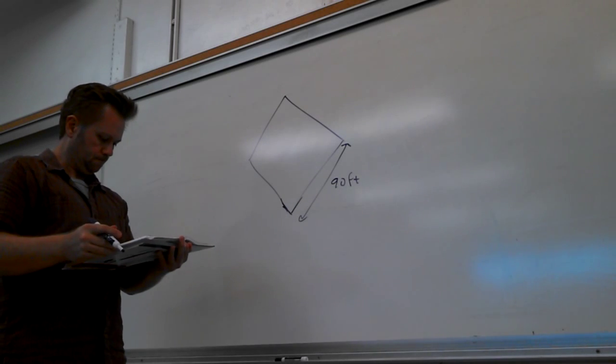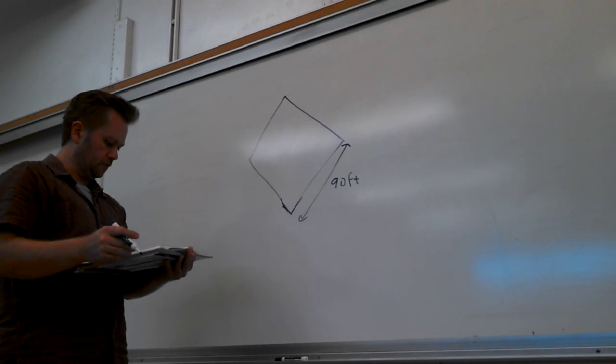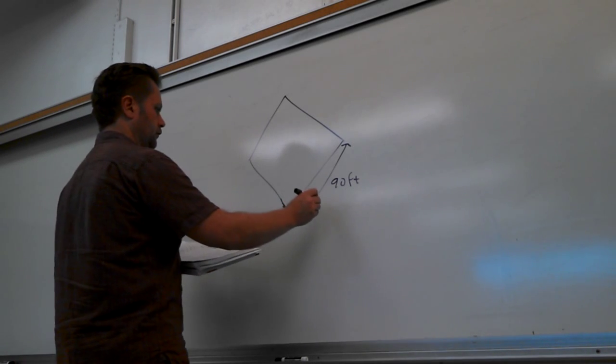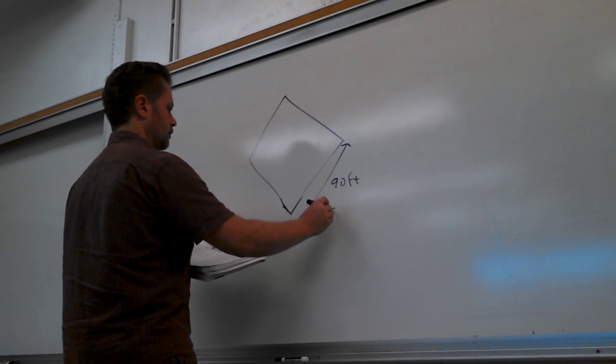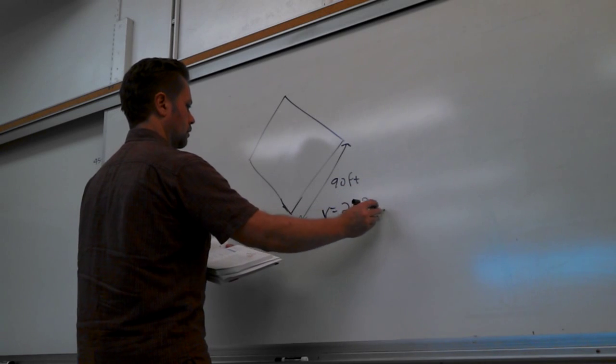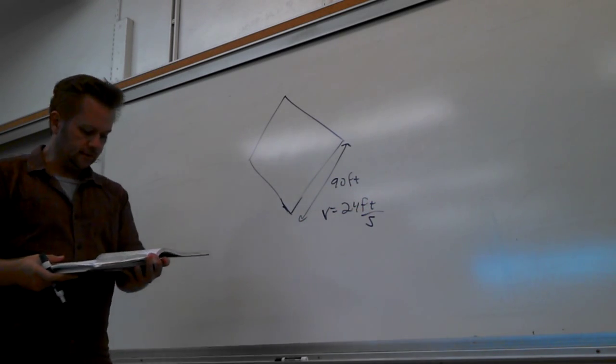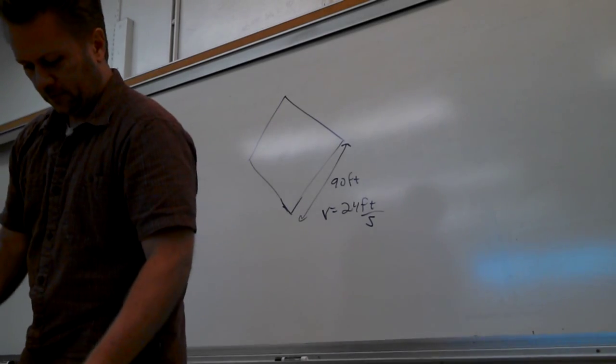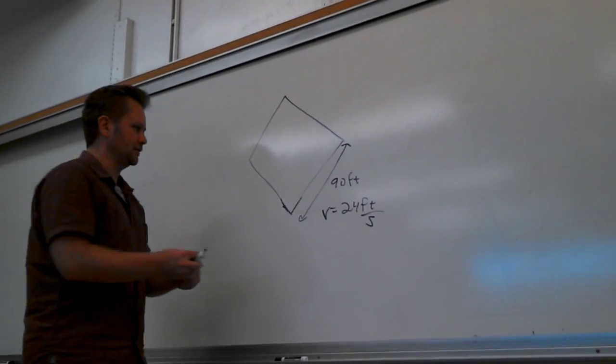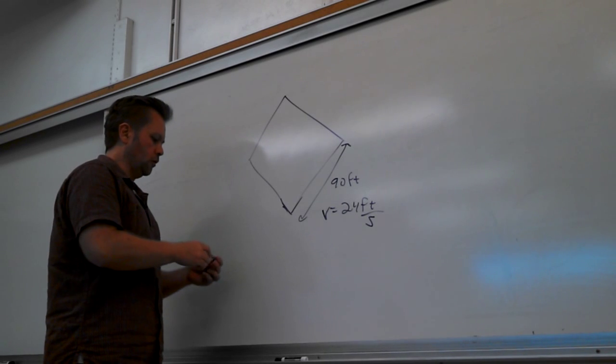The batter hits the ball and runs towards first base with a speed of 24 feet per second. At what rate is his distance from second base changing? Oh, you like it already. I know. Second base. At what rate?